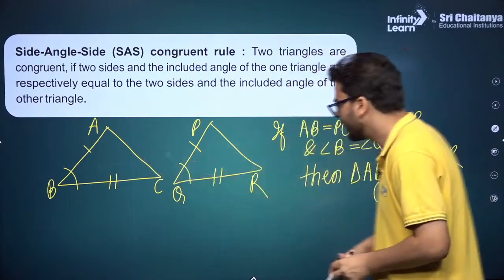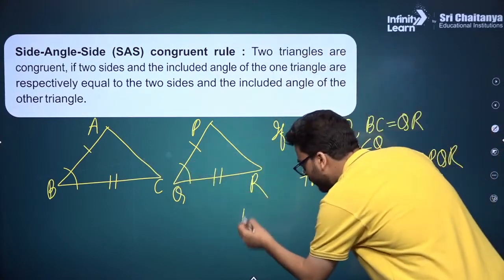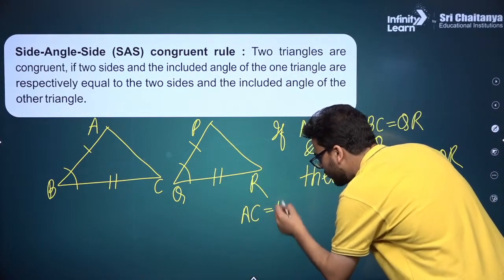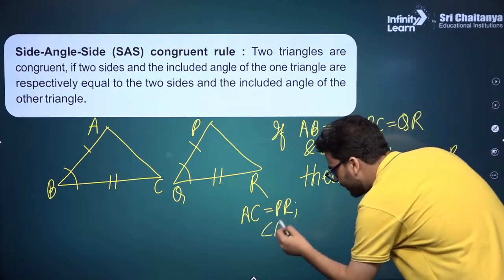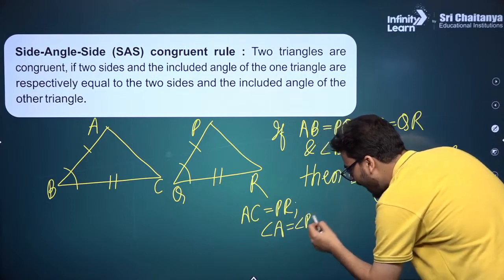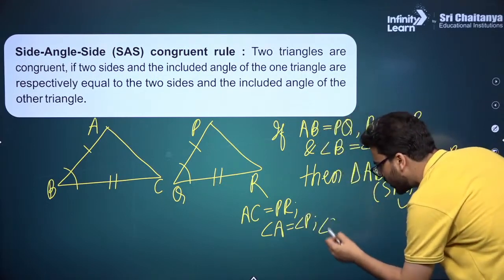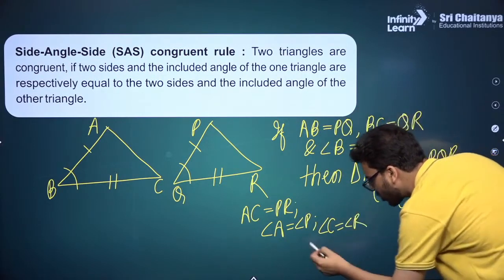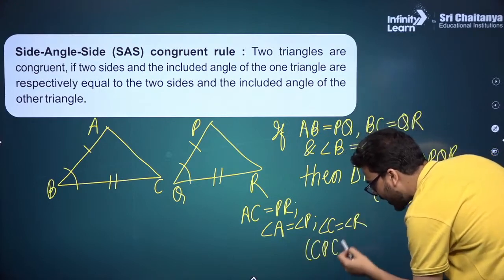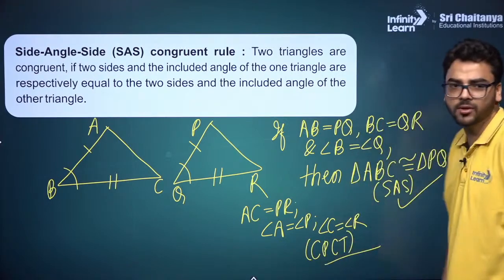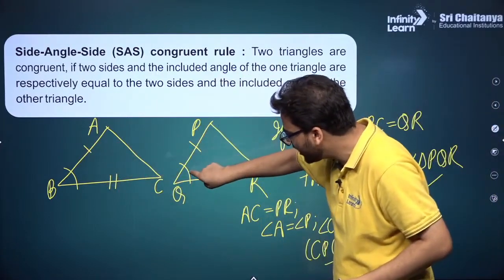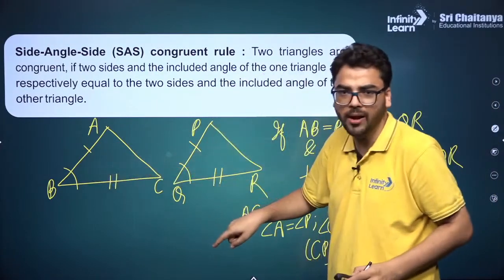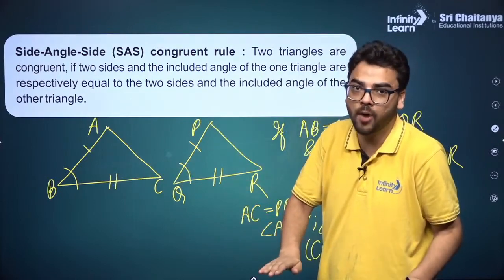It means that if you have proved them to be congruent, then AC is equal to PR, and then you can say angle A is equal to P, and over here you can say C is equal to R, and you can write in short CPCT, corresponding parts of congruent triangles. You understood that? SAS means two equal sides and the included angle must be equal. Included angle I am talking about.